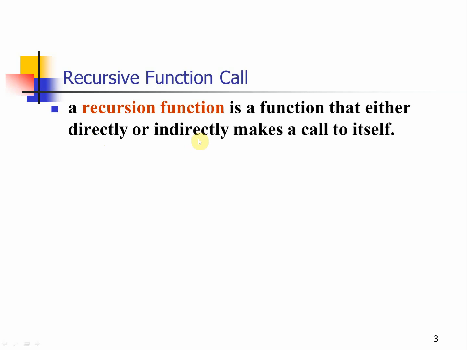What this indirect function call is like is this. You have a function 1, inside of the function 1 it calls function 2. So it's not directly calling itself. However, somewhere inside of the function 2 is also calling function 1. So you call another function which would call your own function. That's what we call an indirect function call. Whenever that kind of thing is happening, it is considered a recursive function.